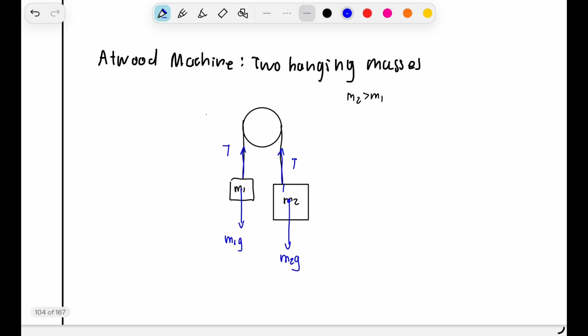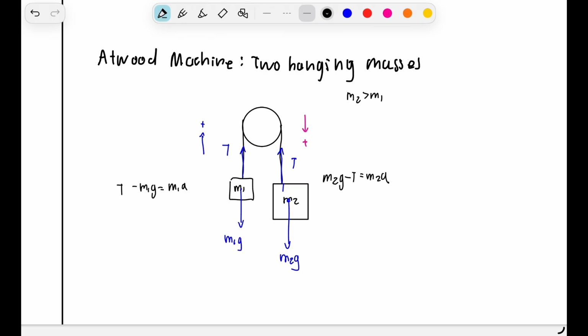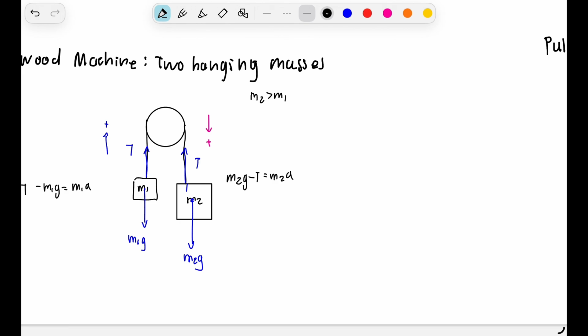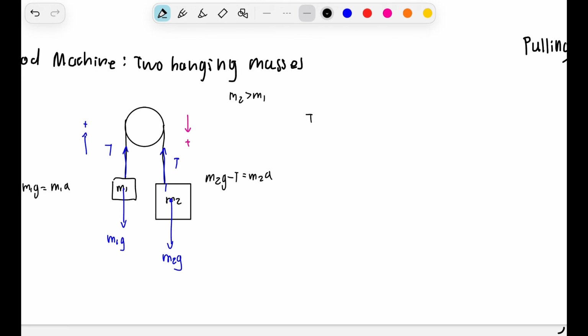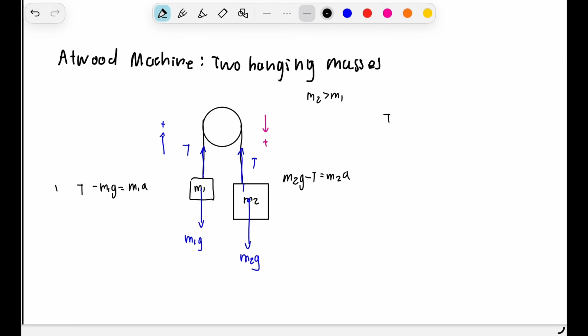So for M1, let's make our upward direction be positive, and for M2, let's make our downward direction positive. So let's write the respective equations. We have T minus M1 G is equal to M1 A, and then here we have M2 G minus T is equal to M2 A. So now let's just add the two equations. This is equation 1, and this is equation 2. So 1 plus 2.